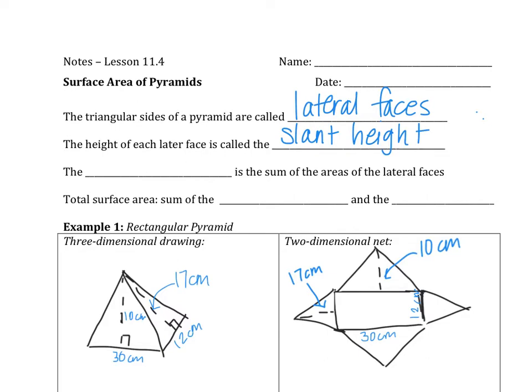So if we take a look at this example 1 figure right here, the lateral face is the face of each of these triangles. And then the slant height would be right here. That's how high that triangle is.